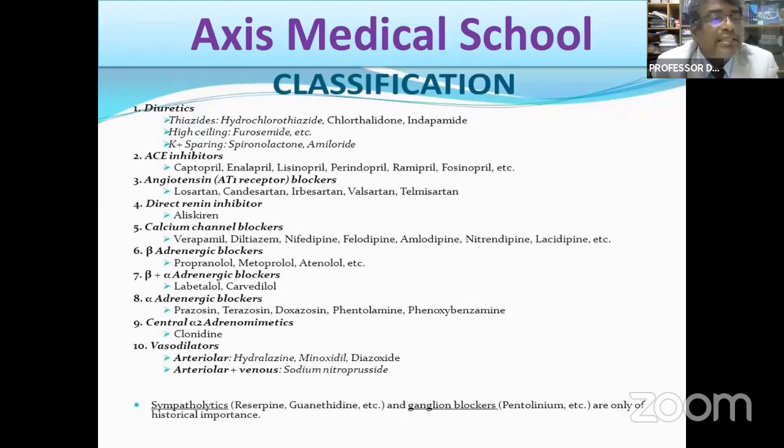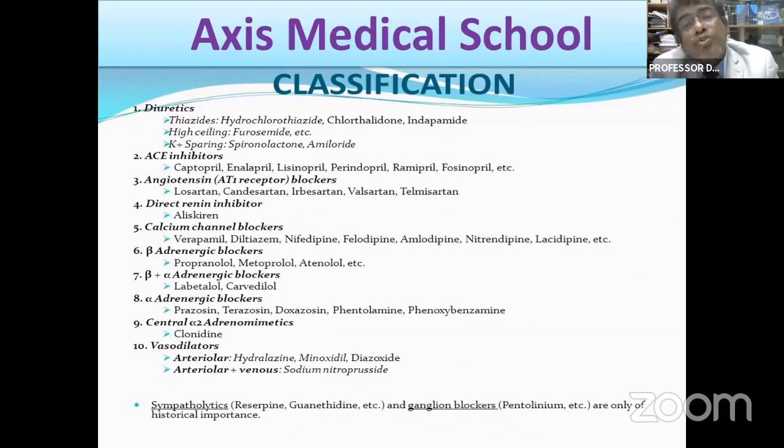And this is the classification of the antihypertensive drugs. There are several groups. We know the first line antihypertensive drugs, which I have already discussed: the calcium channel blocker, the diuretics, ACE inhibitor, and ARB. So ACE inhibitor or ARB, diuretics, and calcium channel blocker.